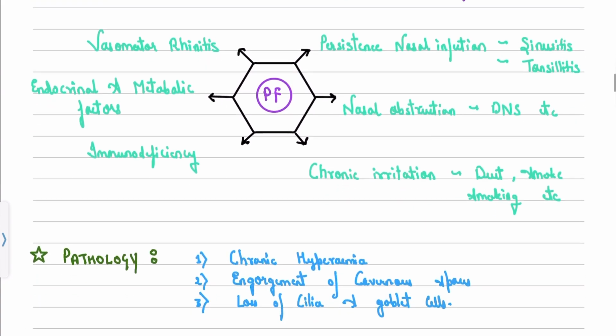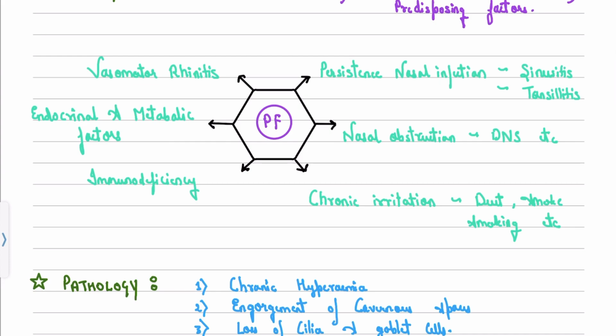Now let's move to the pathology. What happens? First is chronic hyperemia, that is, chronically there is increased perfusion. This leads to engorgement of cavernous spaces. Blood is collected in those cavernous spaces, and finally, due to the chronic nature of the disease, there is loss of cilia and mucus producing cells known as goblet cells. So this was the pathology and the progression of its intensity.